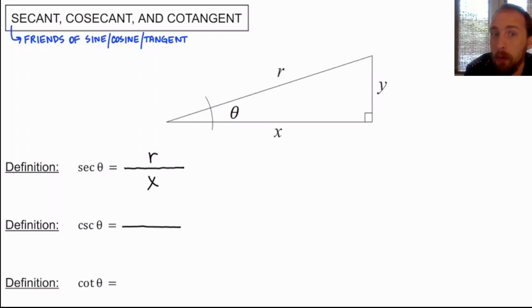Okay, cosecant, that's the one that's friends with sine. And it works the opposite of the way you expect. You would expect cosine would be friends with cosecant, but they're not. Cosecant is the one that's friends with sine, and so if sine of theta is y over r, then cosecant of theta is going to be r divided by y.